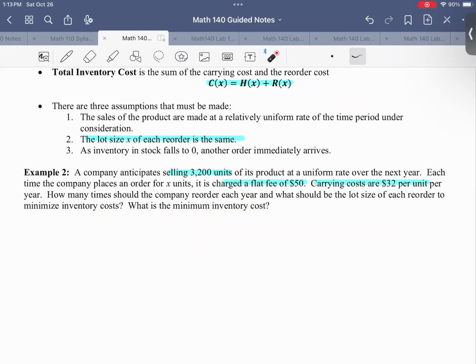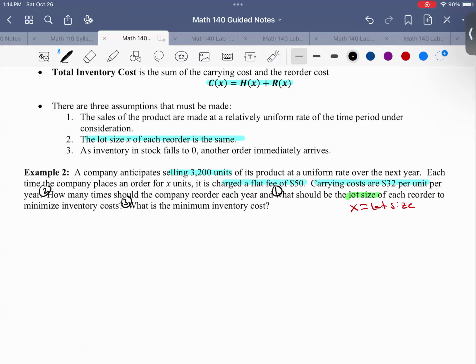Okay, so in order to get how many times we should reorder each year, we have to find out the lot size first. But we have to figure out this lot size first. And remember, lot size is X. So we got to figure that out first before we figure all these other parts out. So what I'm going to do is label these questions as one, two for the reorder, and three, lastly, is the minimum cost. So I need to find what the lot size is.